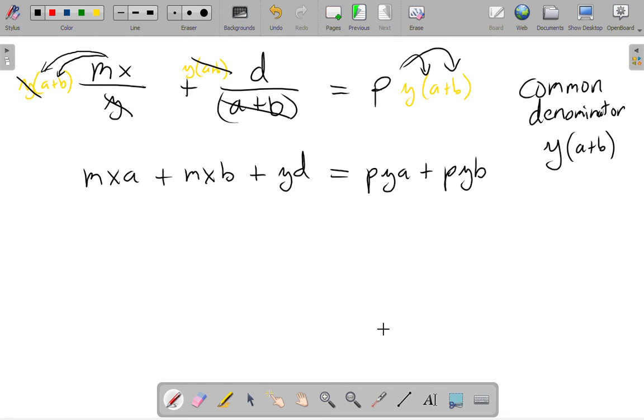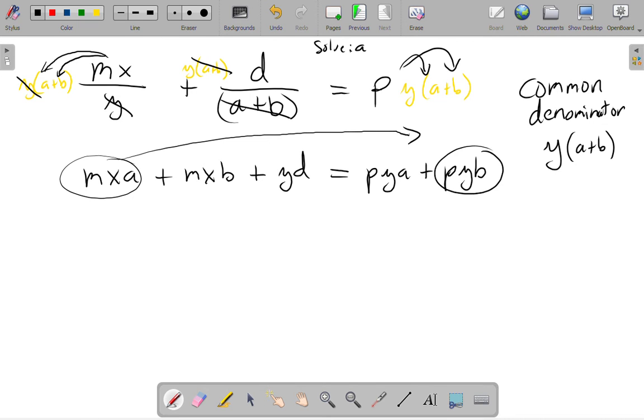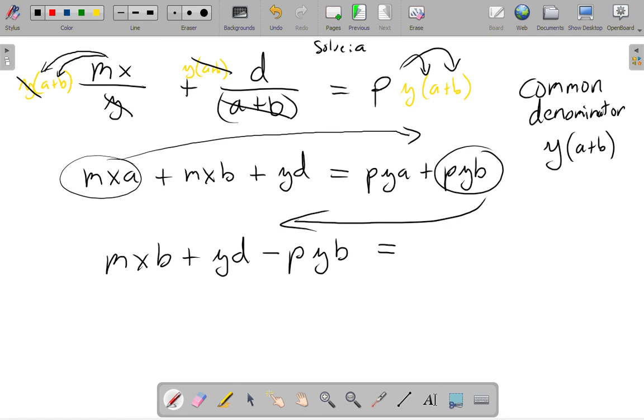All right, so I never wrote it down. What are we solving for? All right, we're solving for a. Add MXA to both sides, and then subtract PYB from both sides. So you say take that over here, take this over here. Yes. All right, so then we have MXB plus YD minus PYB equals PYA minus MXA.